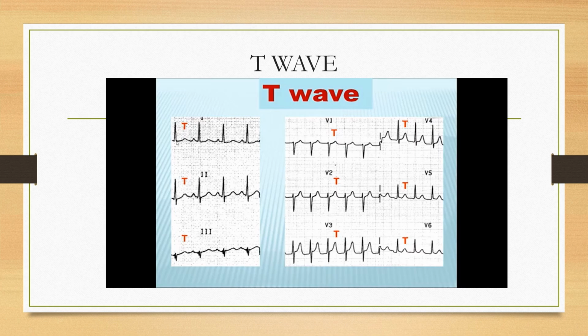It also tells us about myocardiopathy, myocardial infarction. If T wave is sharp and symmetrical, then we can say about myocardial infarction. Like in V6, we can see it is sharp and symmetrical. So it is myocardial infarction.